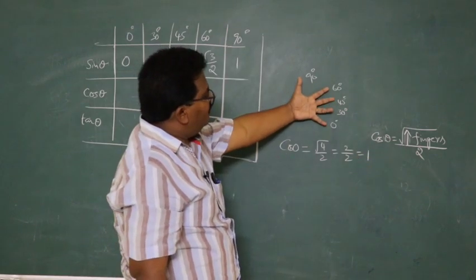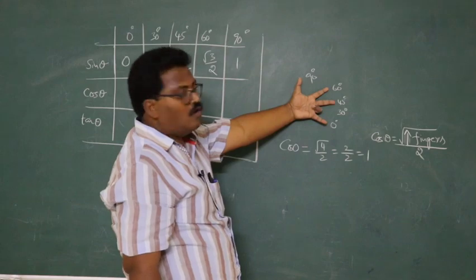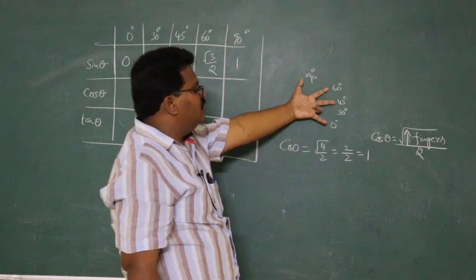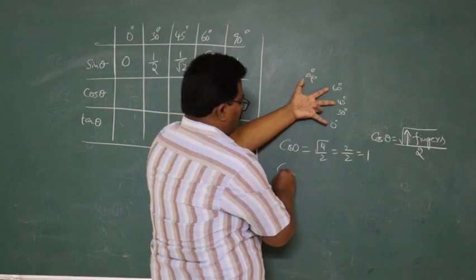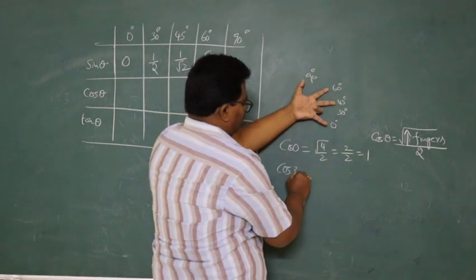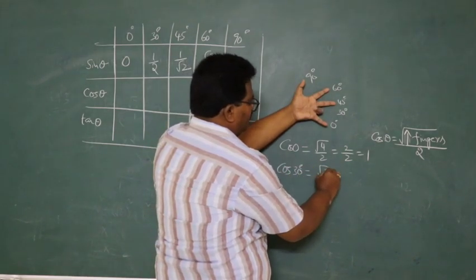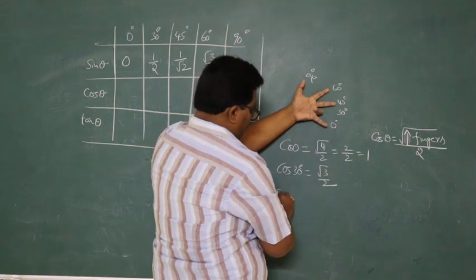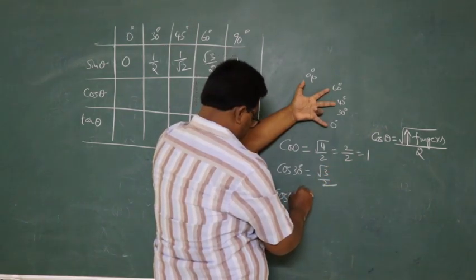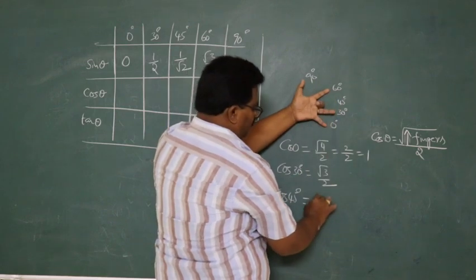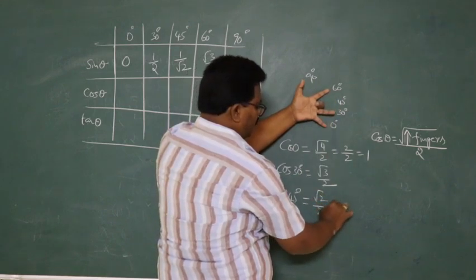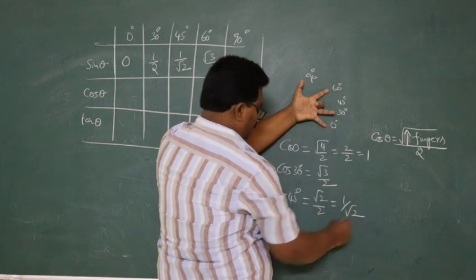So similarly, next put 30 like this. How many fingers are there above that? 3. That is root 3 by 2. So cos 30 degrees is root 3 by 2. Next cos 45 degrees. What is cos 45? Above fingers are 2, that is root 2 by 2, that is 1 by root 2.